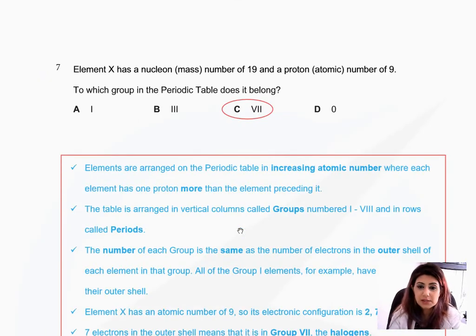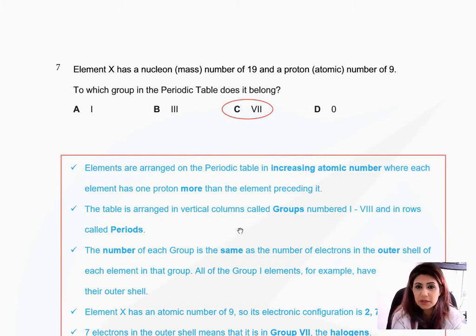So element X has a nuclear mass number of 19 and proton number of 9. The trick to identify an element is to always look at the proton number, because this is the only one which won't change at all. If you change the proton number, it gives you another element.